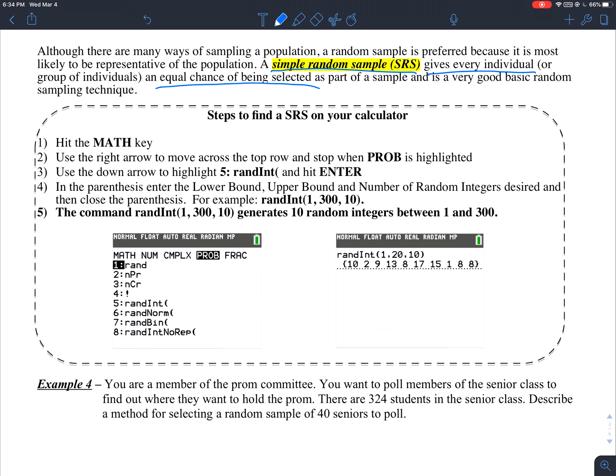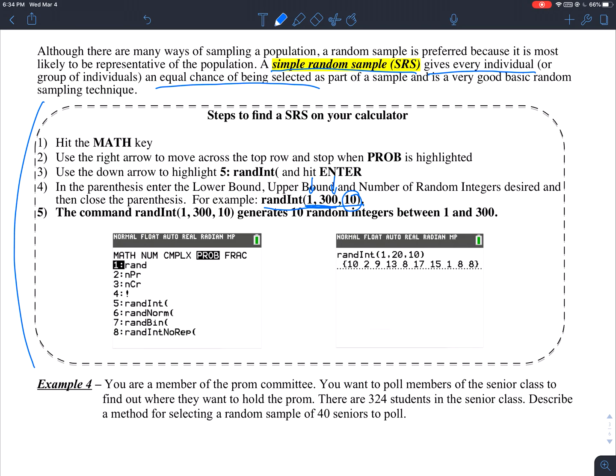And then there's a little box here that shows you how to take a simple random sample on your calculator. I might do a separate tutorial to show you how to do this, but it's not very complicated. Follow the steps and you should be fine. Just remember a command like randInt(1, 300, 10). 1 is the smallest number and 300 is the biggest number, and 10 says give me 10 numbers in the range 1 to 300 inclusive. So from 1 to 300, okay?